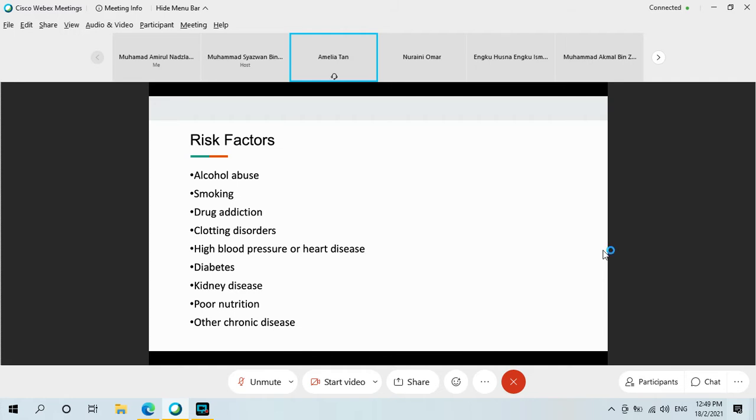And other chronic diseases such as clotting disorder, high blood pressure, heart disease, diabetes, kidney disease, and even poor nutrition. All of these underlying diseases and poor nutrition will cause less nutrition and oxygen supply from the mother to the fetus. So it will also increase the risk of developing fetal growth restriction in the baby.